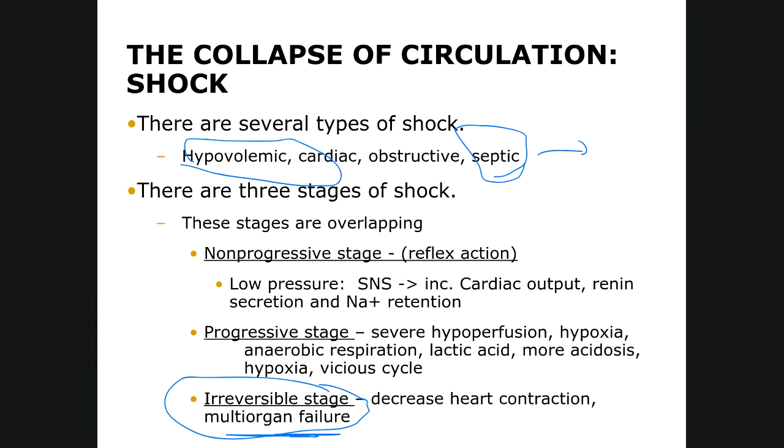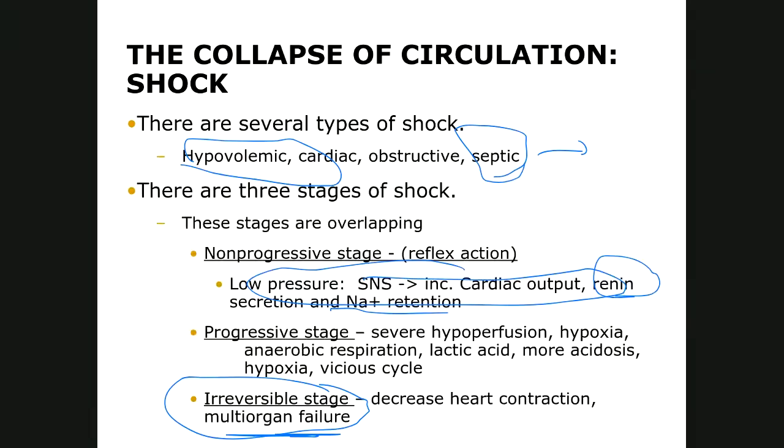And we also know the effect of renin. What does renin do? Renin converts angiotensinogen to angiotensin 1, and ACE converts angiotensin 1 to angiotensin 2. What does angiotensin 2 do? It stimulates the adrenal cortex to put out aldosterone. What does aldosterone do? It stimulates the kidney to take back sodium, and then water is retained. So in the non-progressive stage, all of these things are affected, all in an attempt to bring up the blood pressure.